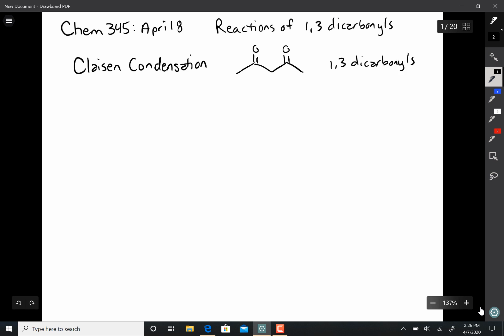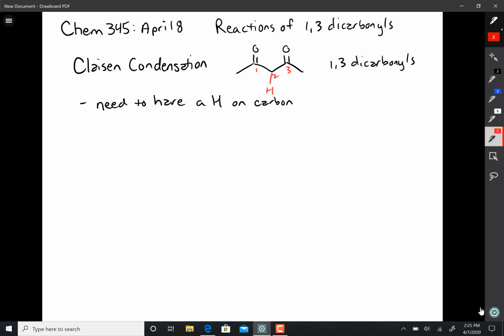But they also have another requirement. They need to have a hydrogen on carbon 2. So this is carbon 1, 2, and 3, giving you the 1,3-dicarbonyls. A hydrogen on 2 is essential to be a Claisen condensation product.